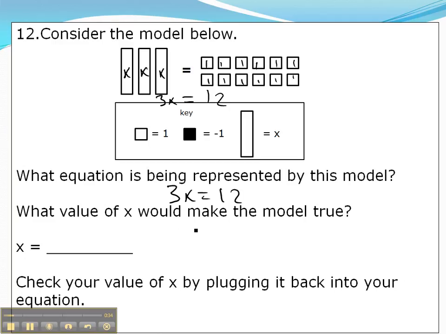What value of x would make this model true? Well, we can solve for the value of x to answer that question. We have two sides of our equation. I'm multiplying x times 3, so I can undo that operation with the inverse operation, which is division. Divide both sides by 3. 3 divided by 3 is 1, so on the left side I just get x, and on the right side I get 12 divided by 3, which is 4. So we believe x equals the value of 4.